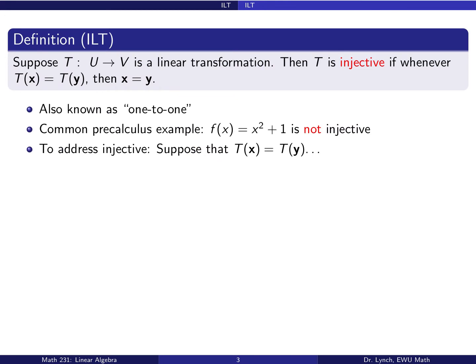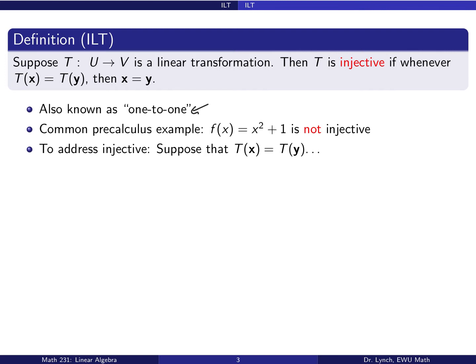So here's a definition. A linear transformation with domain U and codomain V is injective if whenever the image of X is the image of Y, then X is equal to Y. So many of you have seen this before as one-to-one, right? Injective and one-to-one are the same thing.